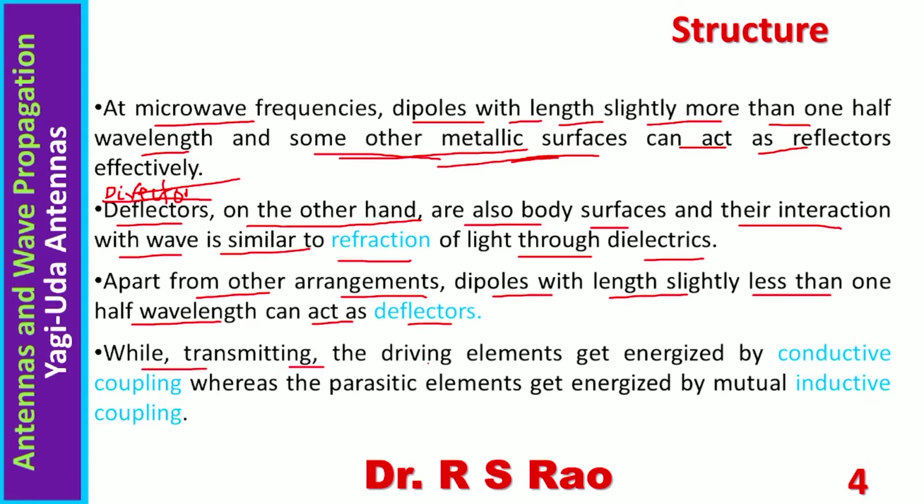While transmitting, the driven elements get energized by conductive coupling, whereas parasitic elements get energized by mutual inductive coupling. In a Yagi, only one driven element exists. It is a half wave dipole. This element gets energized by conductive coupling, whereas all other elements of the antenna get their energy through inductive coupling.